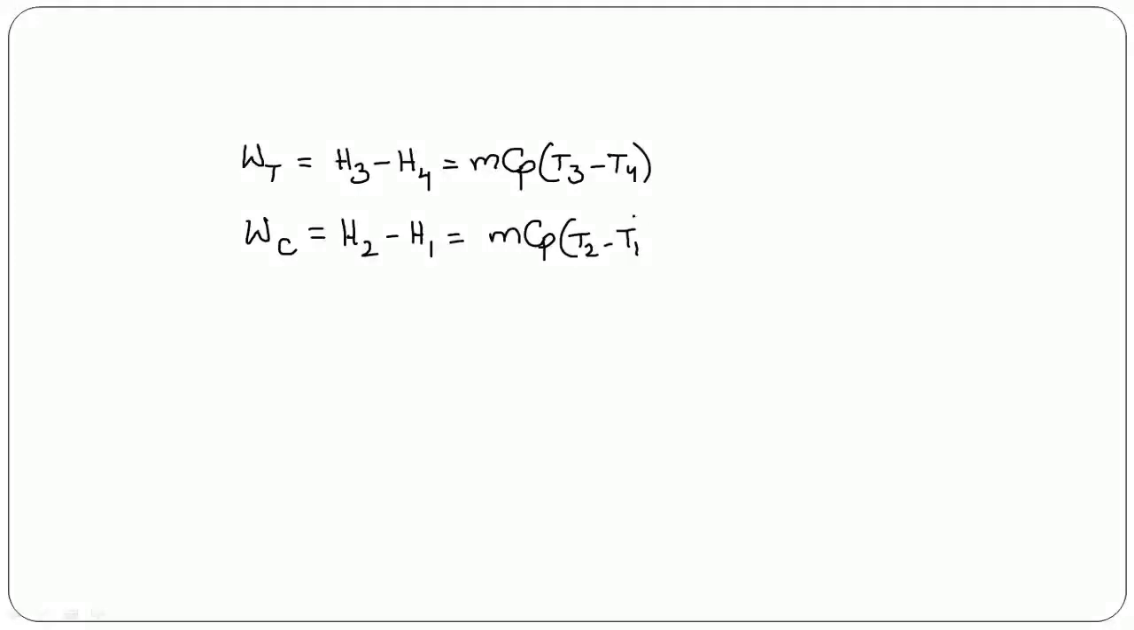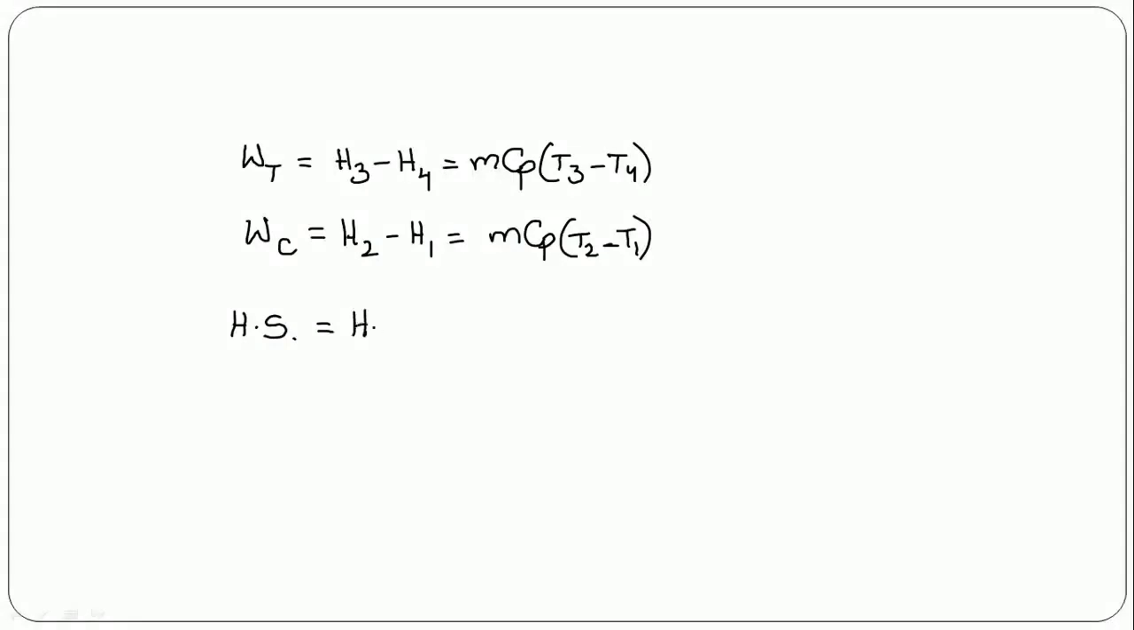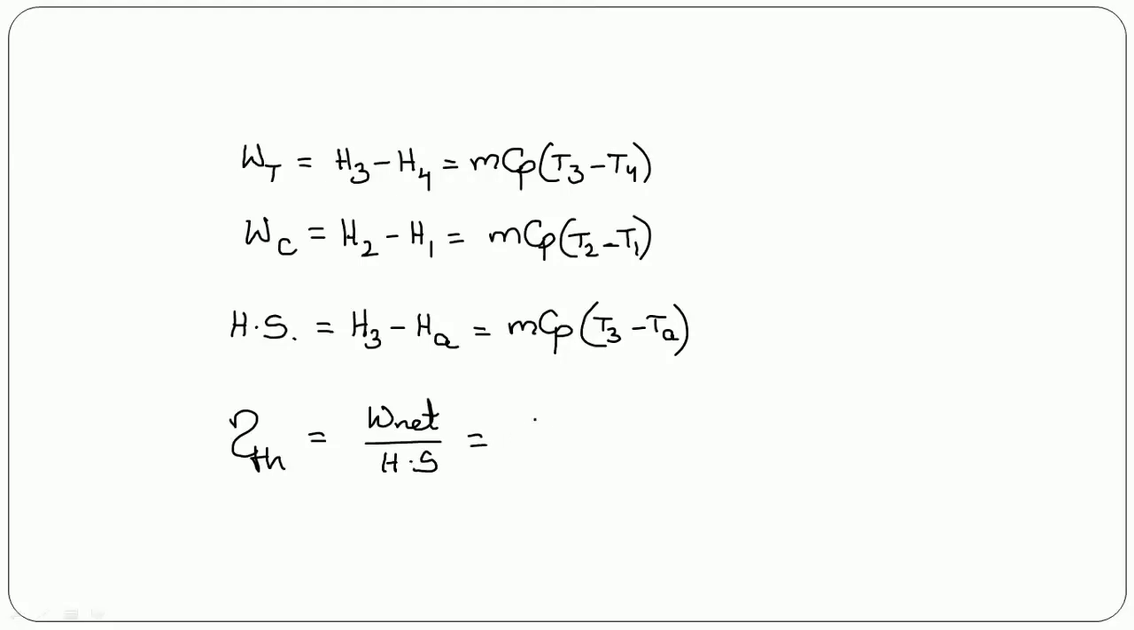See, up to here this is the same as the Brayton cycle, but when it comes to heat supplied in the combustion chamber, heat supplied is during process A to 3. So here we can write this as H3 minus HA, or mCp (T3 minus TA). Now the thermal efficiency is net work done by heat supplied. So net work done is turbine work minus compressor work, divided by the amount of heat supplied.